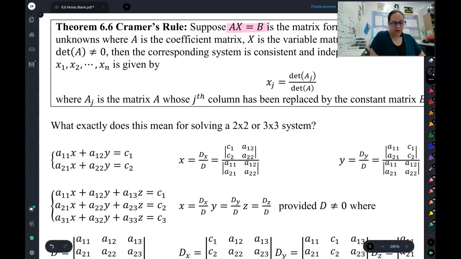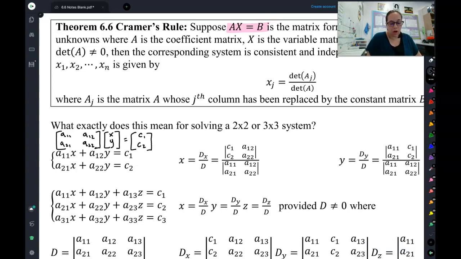Let's take this 2 by 2 here. They used a lot of letters, but we can still write it as our three different matrices. Our coefficient matrix is this. Our variable matrix is x and y, and our constant matrix is this. Now, to solve for x, what we're going to do is make a fraction.